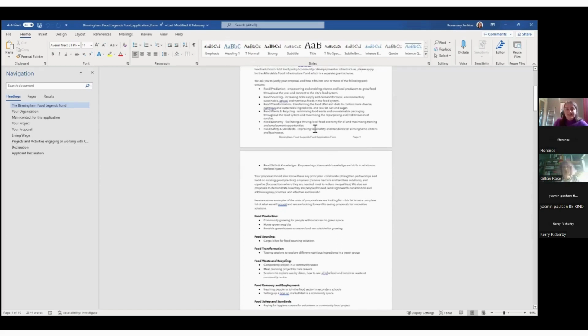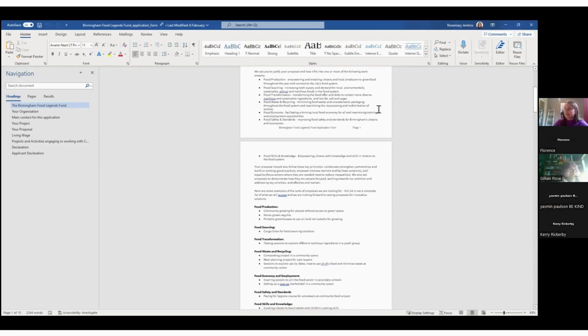So this one, again, like the principles of the Affordable Food Infrastructure Fund, we have some different work streams. Well, that's because it links to the strategy. Work stream sounds a bit fancy, but we basically have some streams of work to fit your proposal into one of these different streams or more. So that is food production, empowering and enabling citizens and local producers to grow food throughout the year and connect to the city's food system.